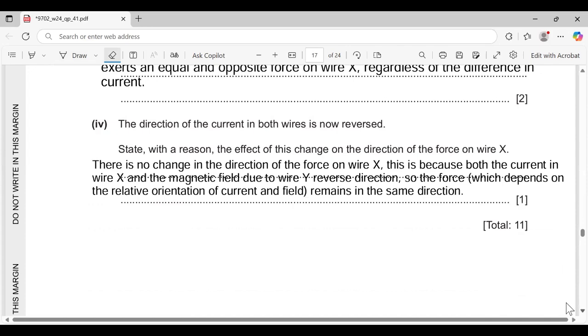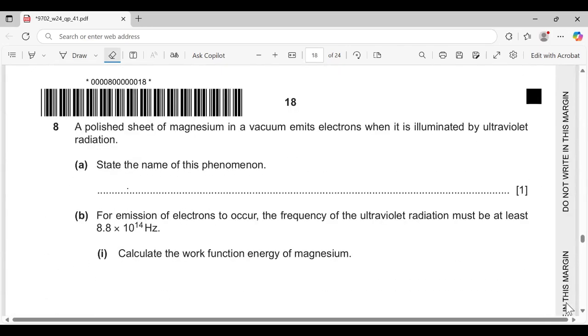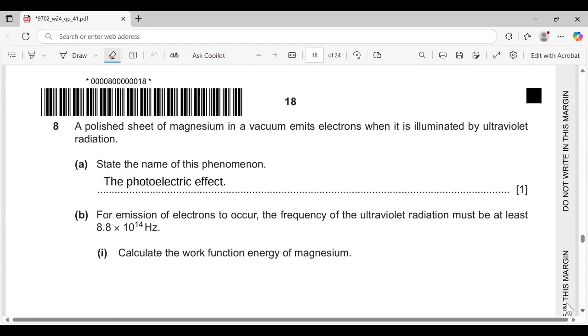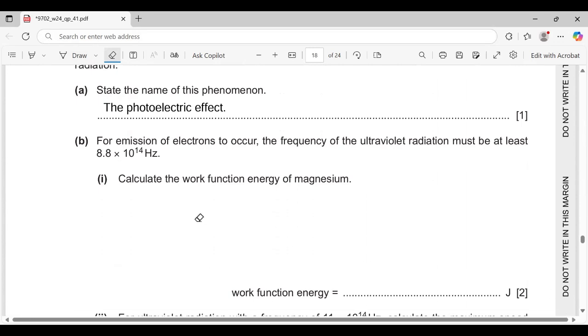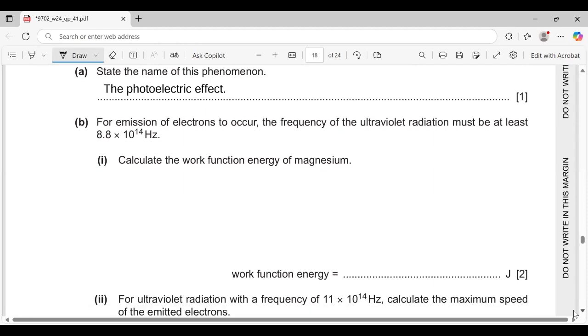Let's continue to next question, number 8. A polycrystal of magnesium in a vacuum emits electrons when it is illuminated by ultraviolet radiation. State the name of this phenomenon. Photoelectric effect. For emission of electrons to occur, the frequency of the ultraviolet radiation must be at least 8.8 times 10 to the power 14 Hertz. Calculate the work function energy of magnesium.